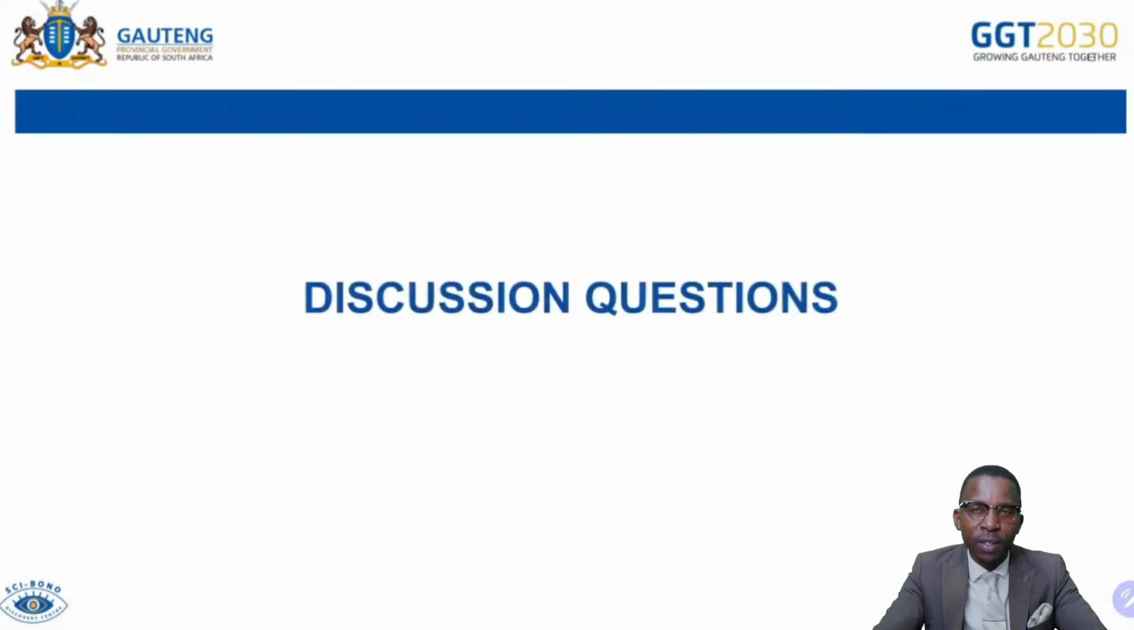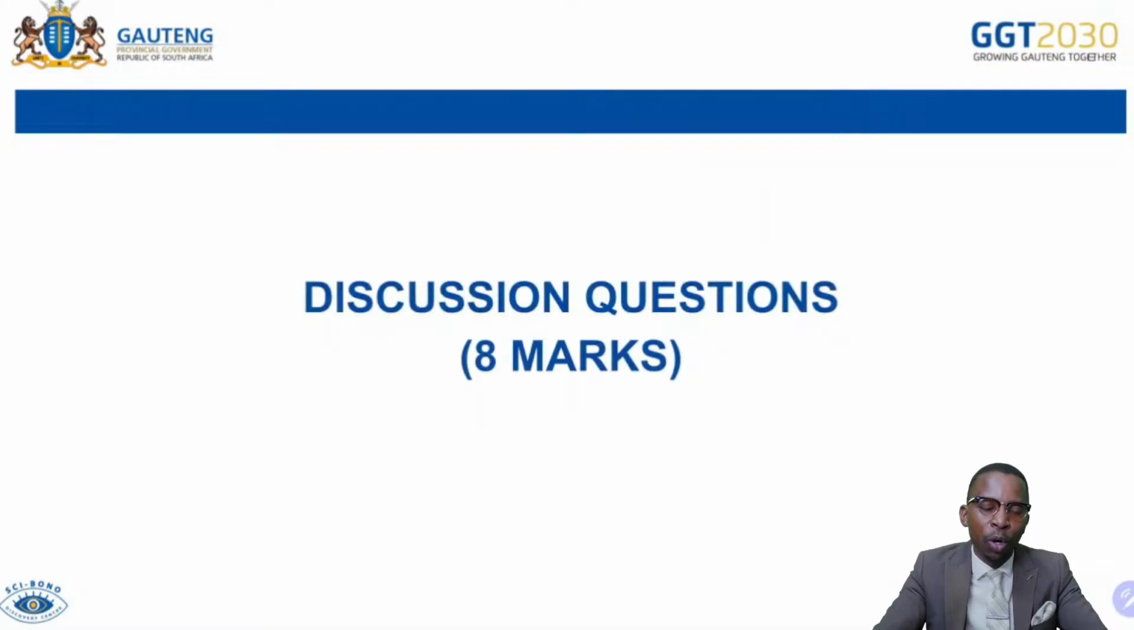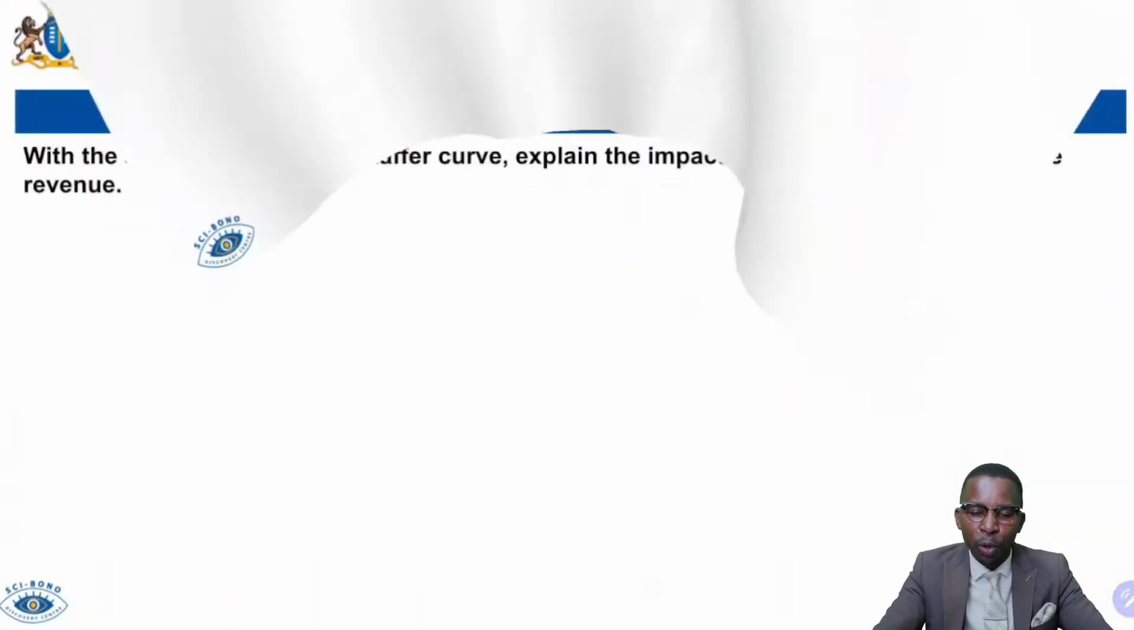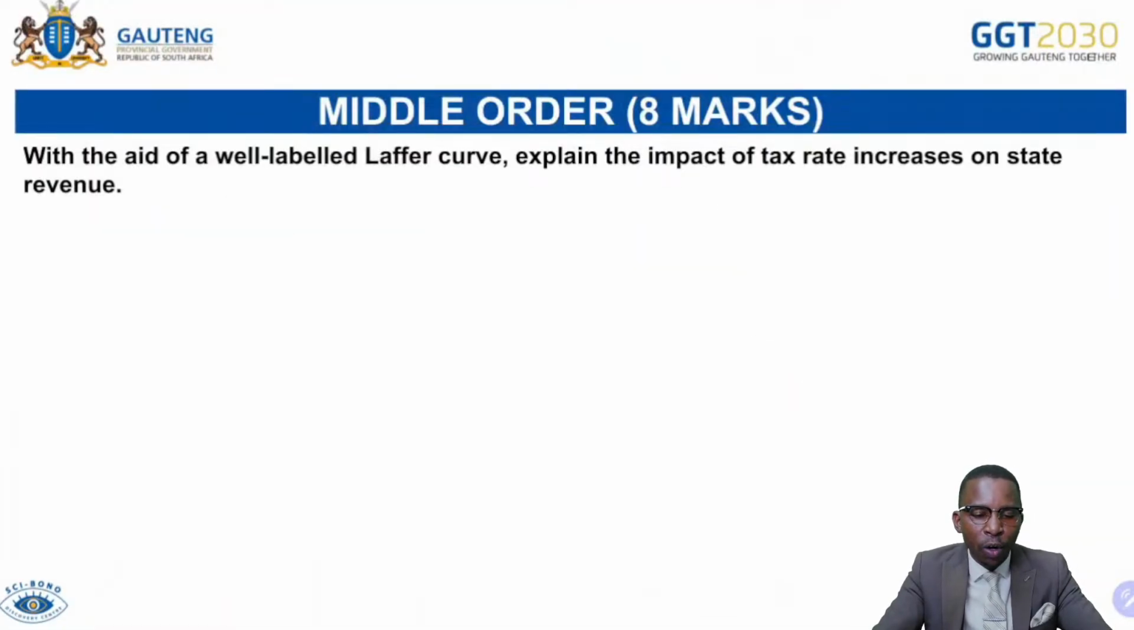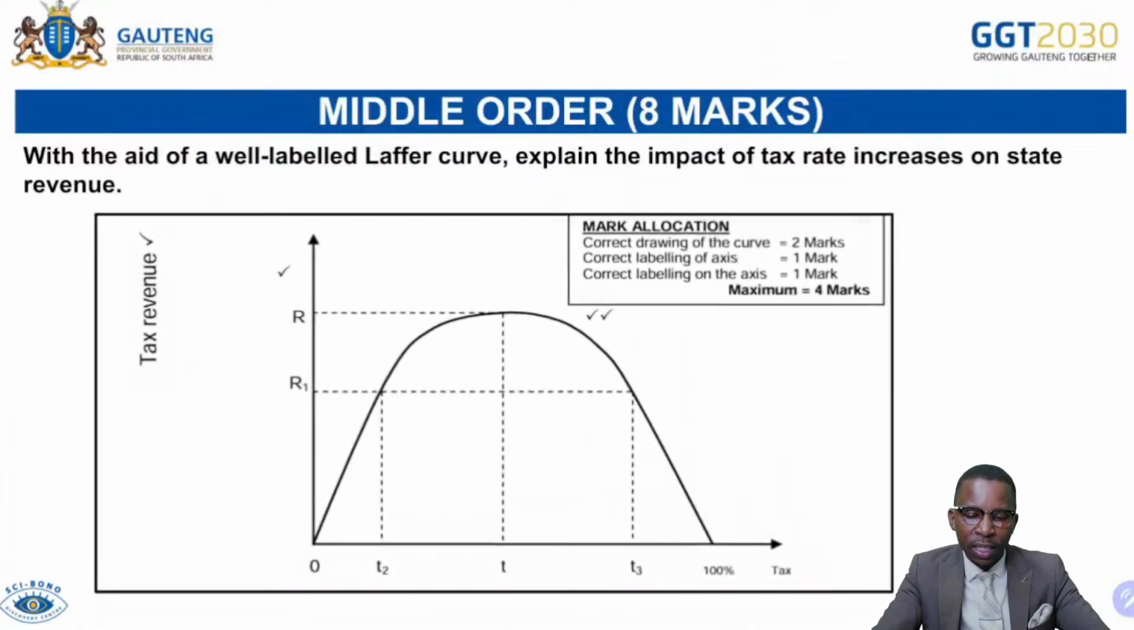And then we check, we have discussion questions for 8 marks. That's when we now deal with either middle order or higher order questions. Let's be quick because time is not on our side. With the aid of a well-labeled graph or Laffer curve, explain the impact of tax rate increases on the state revenues. So this is the Laffer curve.